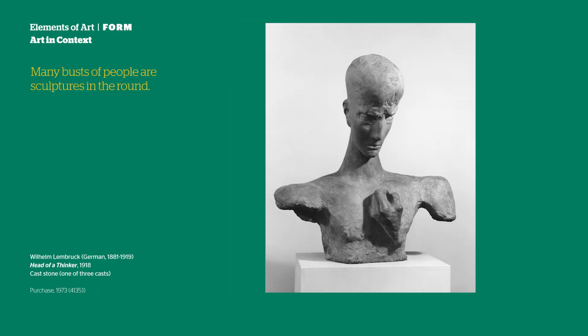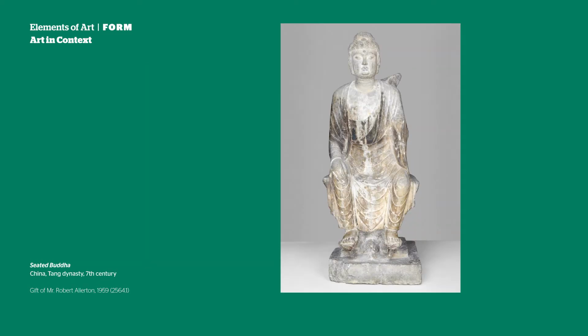Many busts of people are sculptures in the round. You can see the back of the head, profile, and facial features by walking around the artwork, creating a realistic replica of a person's head. These types of sculptures are often carved from a material such as stone, wood, or clay. What subject would you sculpt in the round? Think about how you would represent it from all angles.